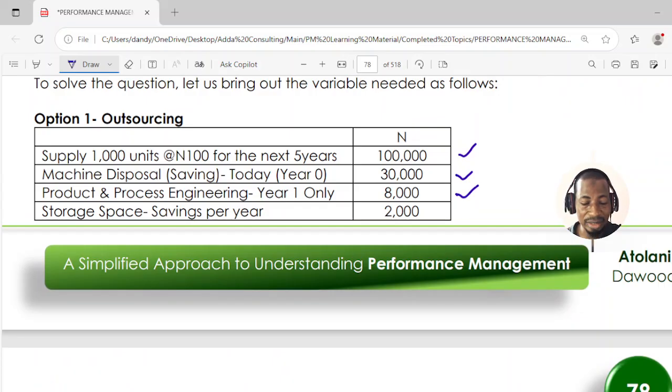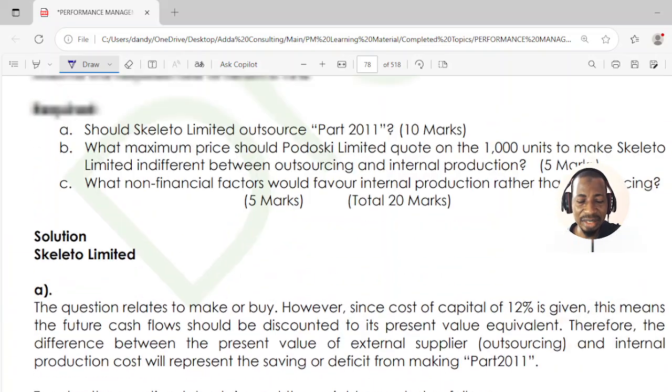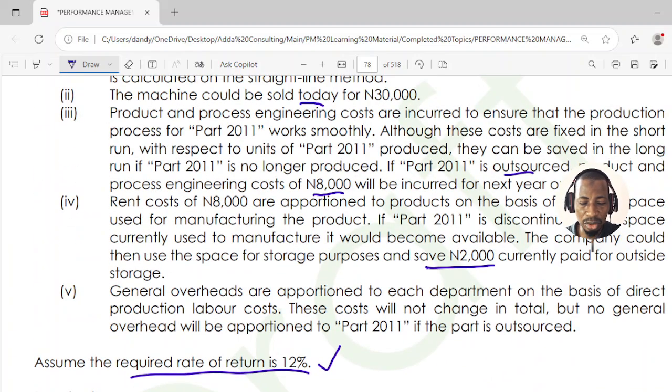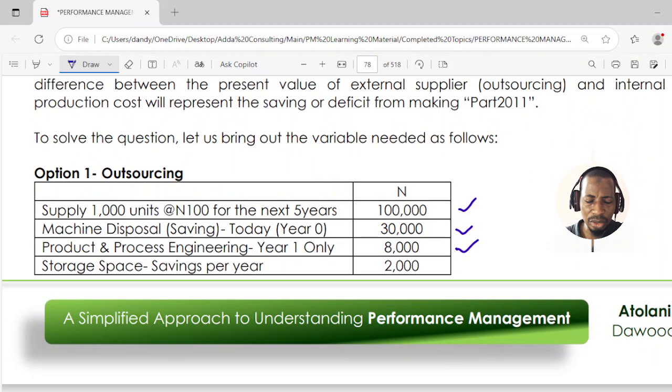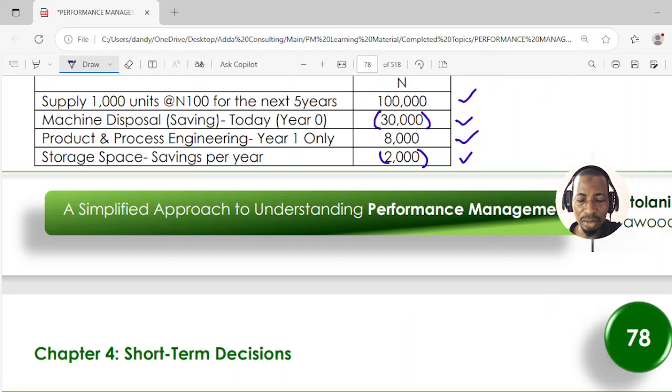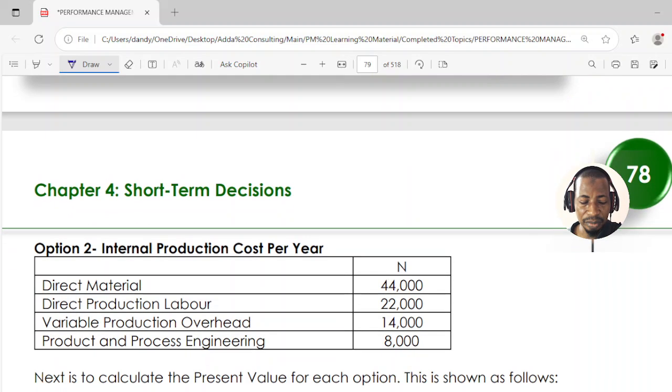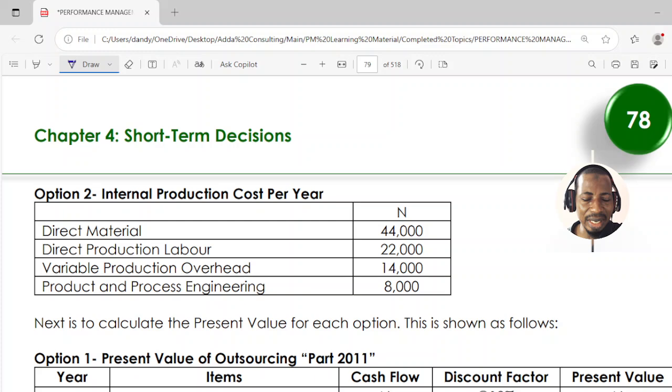Then storage space. Also, there is a saving under the storage space. According to the question in note 4, the company could then use the space for storage purposes and save 2,000 naira currently paid for outside storage. So for the next 5 years, the company will save that 2,000 naira, and that's why you are seeing savings per year. So it's 2,000. These are all the relevant cash flows. Of course, because this is a saving, you put it in brackets. Again, this is also a saving, you put it in brackets, because a saving will reduce the cost to be incurred.